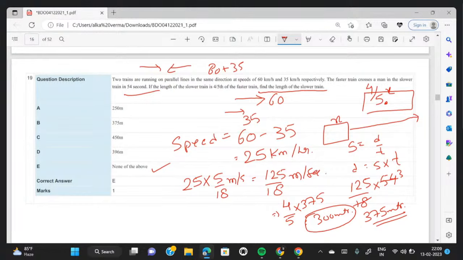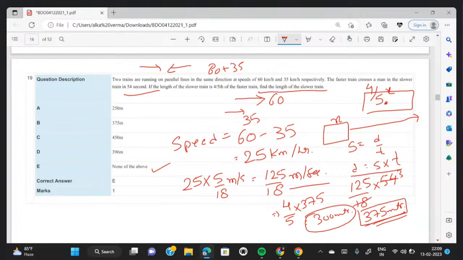Then you have to change it into meter per second. After changing it, you have to find the distance. The formula is distance is equal to speed into time. After you find it, you will get the length of the longer train, 375 meter. But we have to find the length of the smaller train, or the slower train. So it will be 4 by 5 times of this. So it is 300 meter.